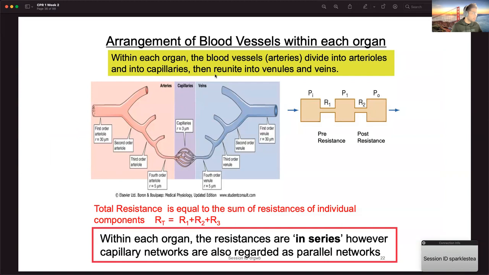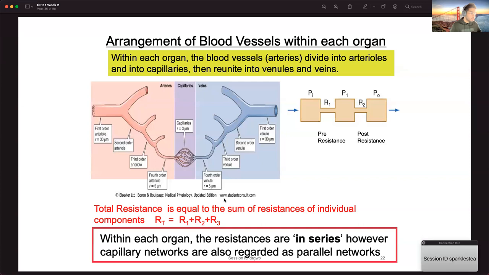Remember here, total resistance is equal to the sum of individual components, right? Whether this is a sum that you're seeing here or if it's one over the resistance, it's all going to be important. They won't ask you to get too crazy with this and ask you to calculate it. But what you do need to know is the general concept. Within each organ, the resistance is in a series. However, the capillary networks are regarded in a parallel network, and that's why you allow that. That's why you give time for proper perfusion and exchange of nutrients, material, and waste products.